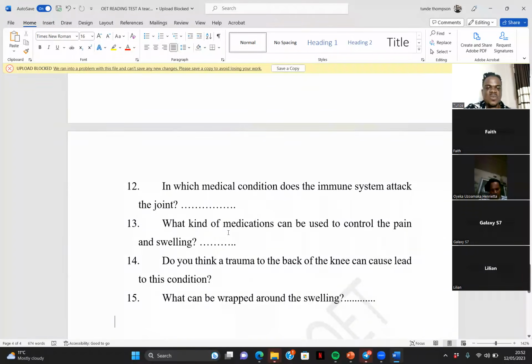Now, question number 13 says, what kind of medications can be used to control the pain and swelling? This will definitely be coming from D, that is talking about the treatment. So you look for where your keyword now will be pain and swelling. You will look for where it is under that talking about treatment, and then look for what kind of medication can be used. So let's see what your answers will be.